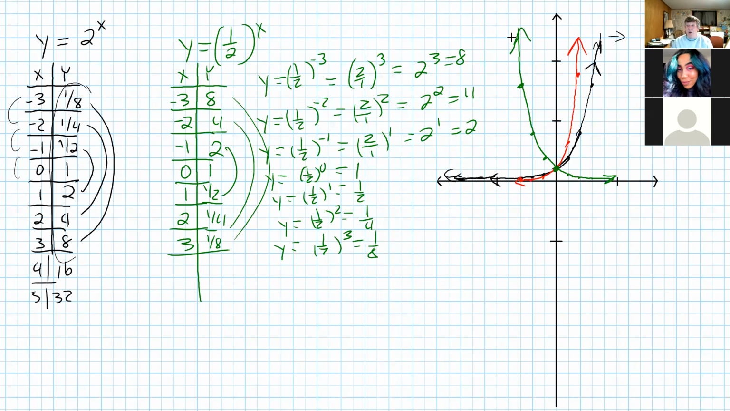The domain is still all real numbers. The range is still greater than 0. The y-intercept is still at (0, 1), but now instead of it increasing, it's decreasing over its entire domain.